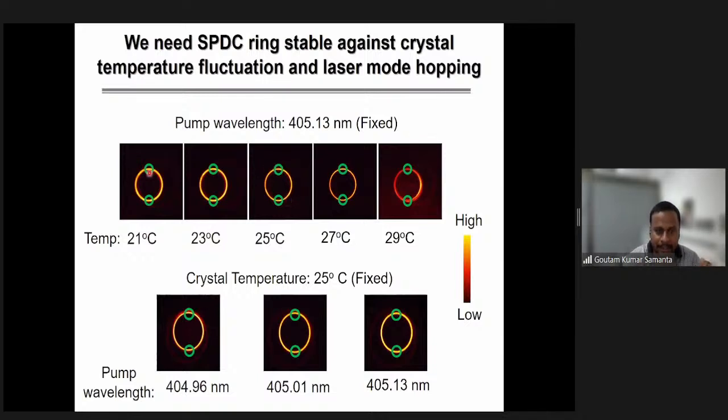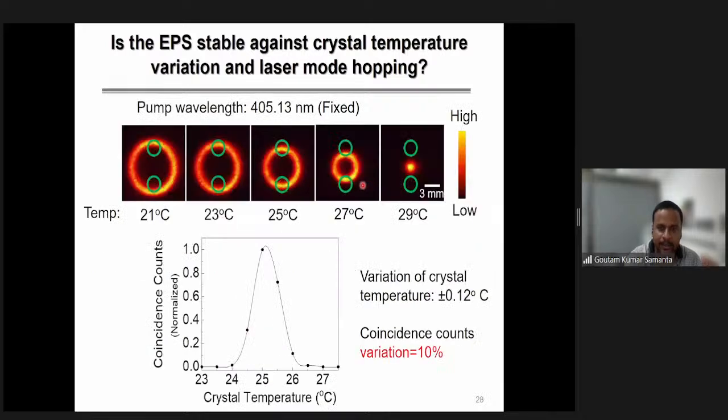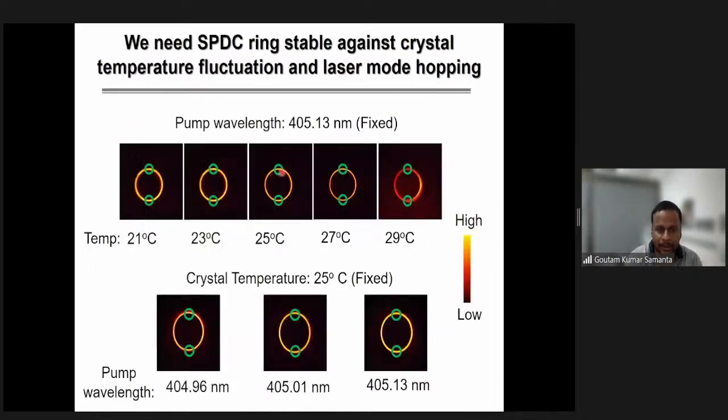So basically here we are showing this: you can see for different crystal temperatures, even though the variation is happening here, the ring size remains unchanged. And then you can have this kind of wavelength variation, which I have also compared. So how we can do that is what we have done in the lab.